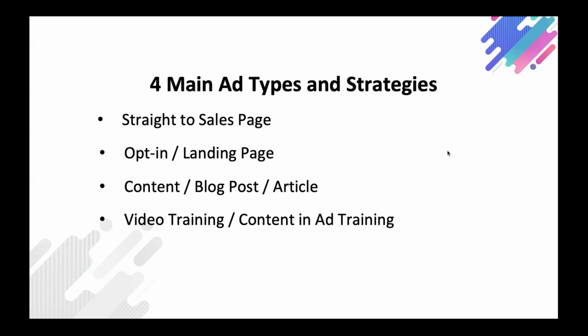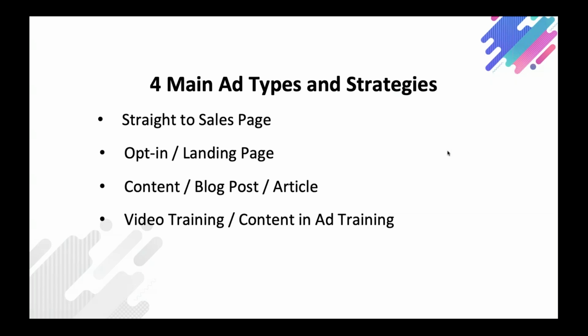So one is the straight to sales page, which is where you send the traffic straight to a sales page of whatever you're selling. The second one is an opt-in or a landing page where you send them to a page to capture their lead first. The third one is a content blog post or an article. That's where you have an ad that's advertising an article, like a news piece or something like that, and we'll talk a bit about that in a second.